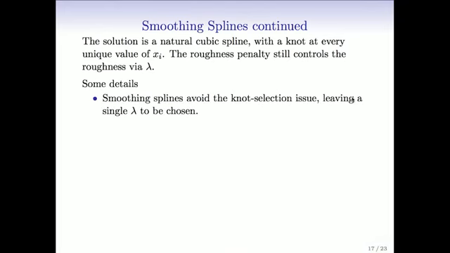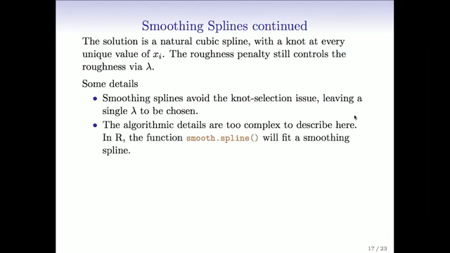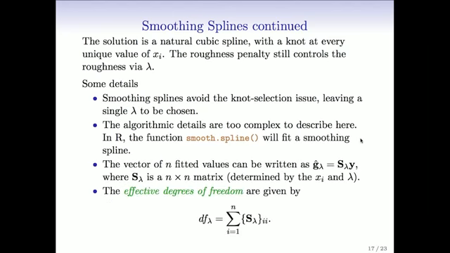Okay, a few details. As I said, smoothing splines avoid the knot selection issues, and we have a single lambda that needs to be chosen. That's quite attractive, rather than having to pick a whole bunch of different knots. The details are a little too complex to describe here, but fortunately we've got a function in R called smooth.spline, and it'll fit a smoothing spline for you. It takes some arguments, and it's very easy to use.